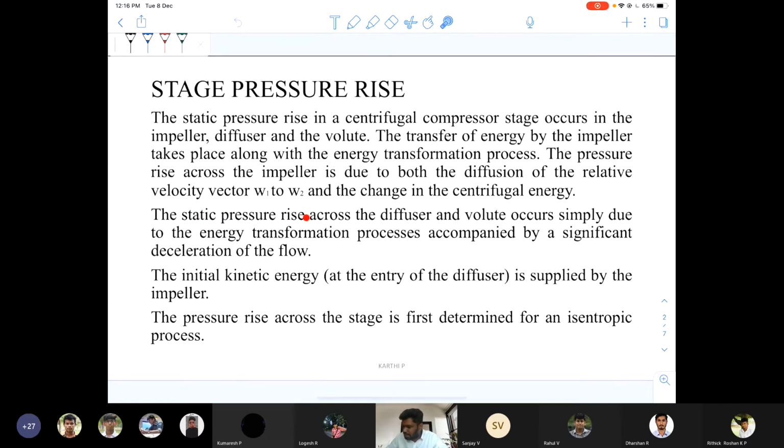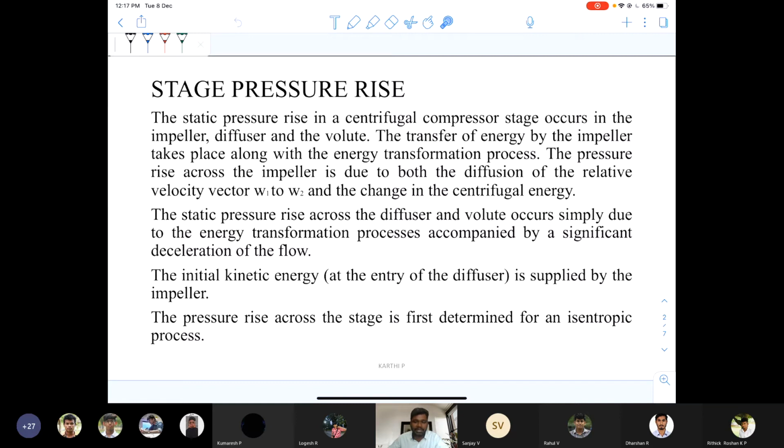The static pressure rise across the diffuser and volute occurs simply due to the energy transformation process accompanied by the significant deceleration of the flow. That is, the static pressure rise in the diffuser and volute casing is only due to the energy transformation process occurring due to the deceleration of the flow in the compressor. Therefore, this gives an overall idea about the static pressure rise taking place in the impeller, diffuser and volute.